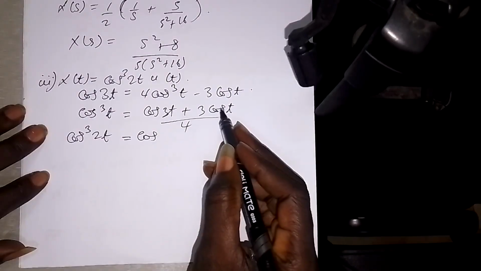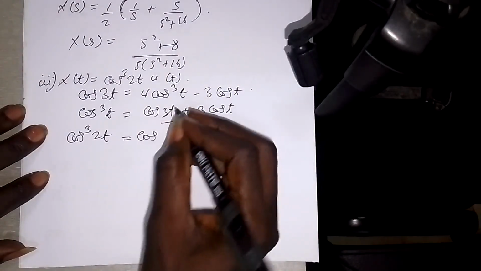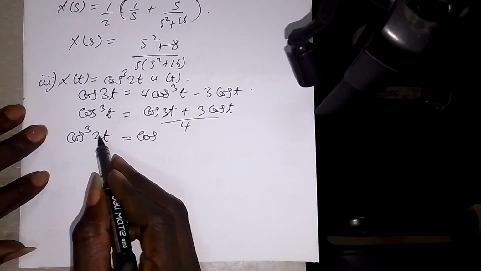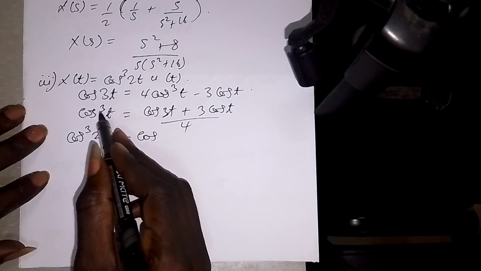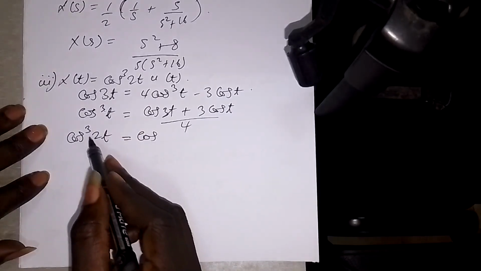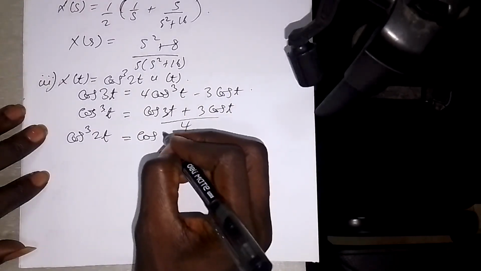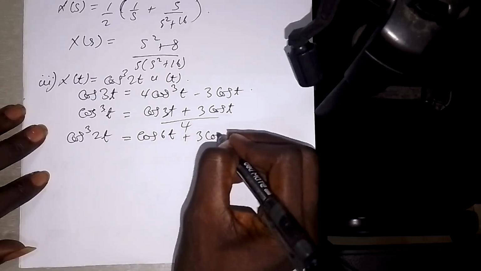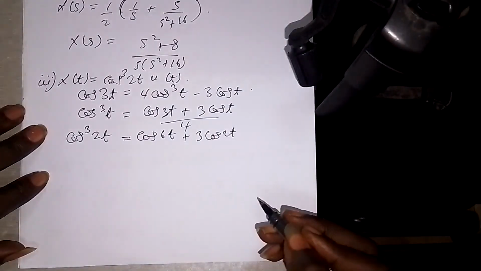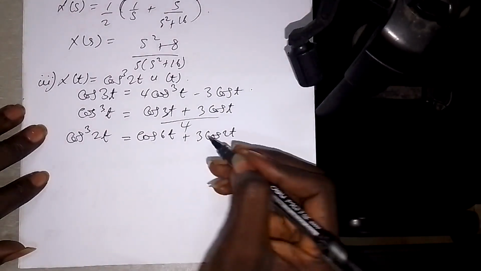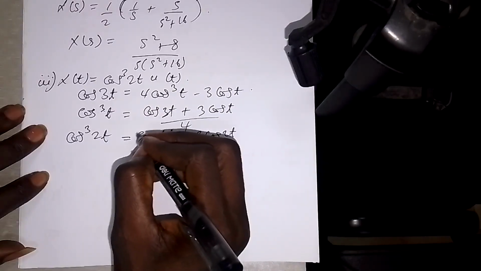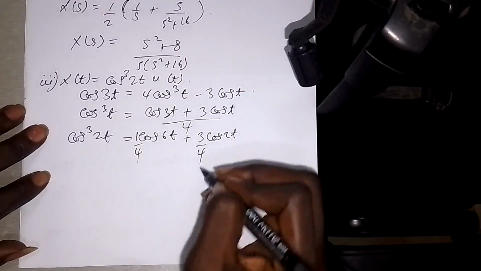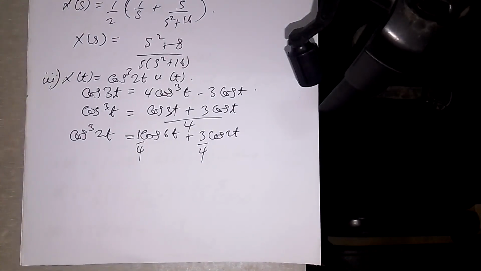Cos 3t is going to be equal to what? So if I made here cos 2t, see that it's cos cube t. Now I've made it cos cube 2t, then here becomes cos 6t plus 3 cos 2t, all over 4. So here I can say that 1 over 4, and here also over 4. Okay, so this is what I can say.